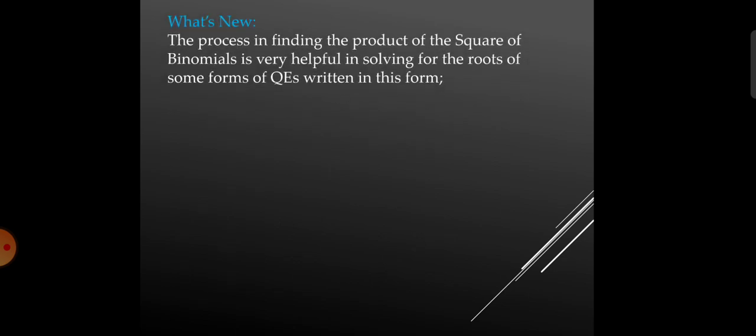The process in finding the product of the square of binomials is very helpful in solving for the roots of some forms of quadratic equations written in this form.